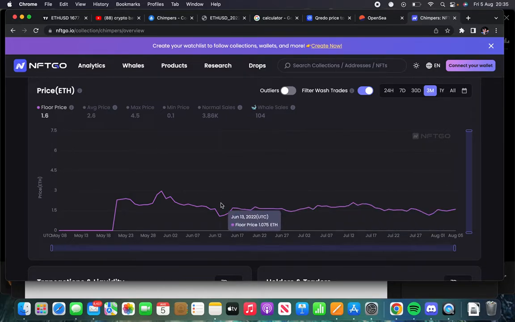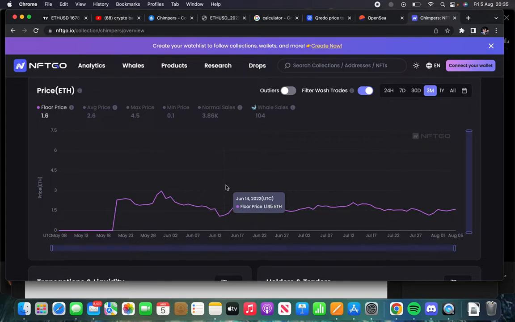Considering how it's held this floor price, and it's only touched 1 ETH once, and that was literally not for that long, to be honest. It went straight back up to 1.7. So if you can catch anything pretty much underneath 1.5, 1.2 to 1.4, in my opinion, I'd say that's a good entry, to be honest.